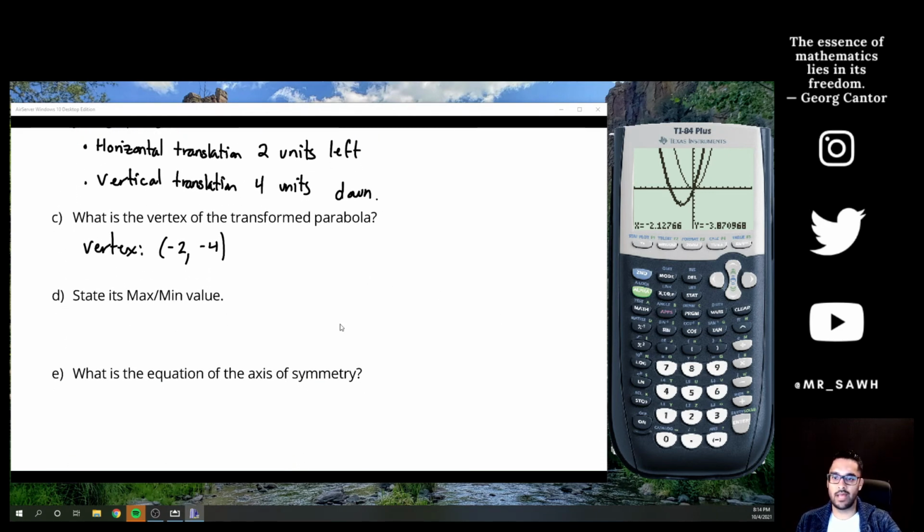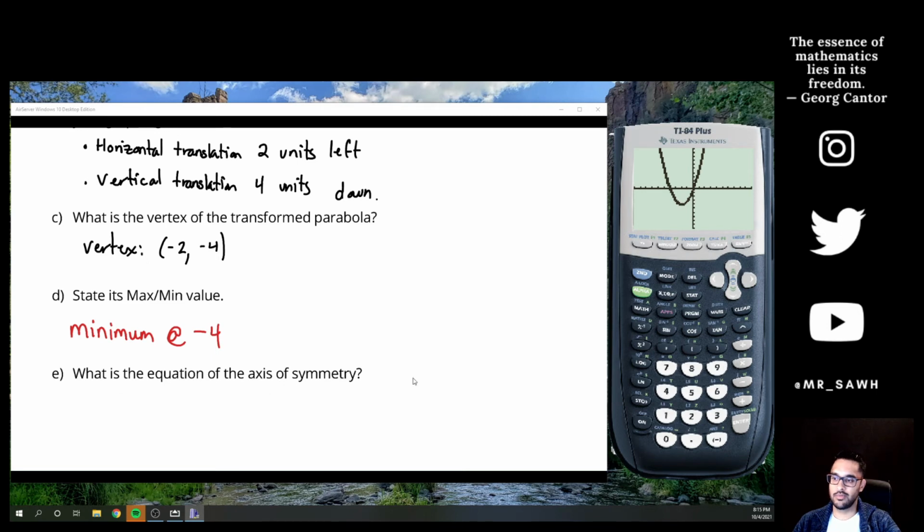Maximum or minimum value. Well, let me take out the original one, just graph the new one. I know this opens upwards, so I know there's a point where it won't get any lower, so I know this is what we call a minimum. So it's a minimum at a value of minus 4. That's the y-coordinate of this vertex. The lowest value it will reach after having an input value of minus 2. So when x is negative 2, y is negative 4, and that's the lowest y value that exists.